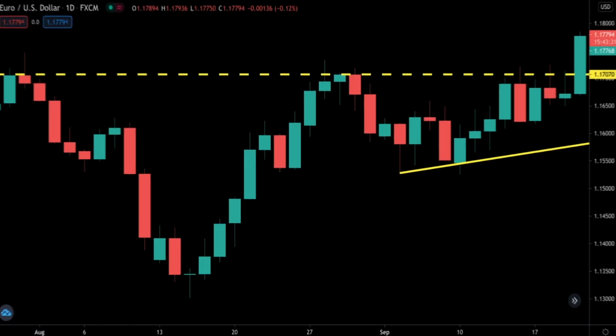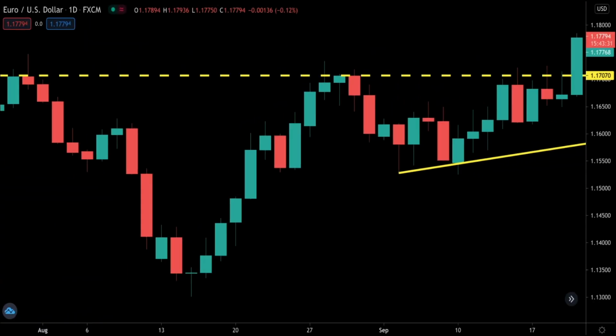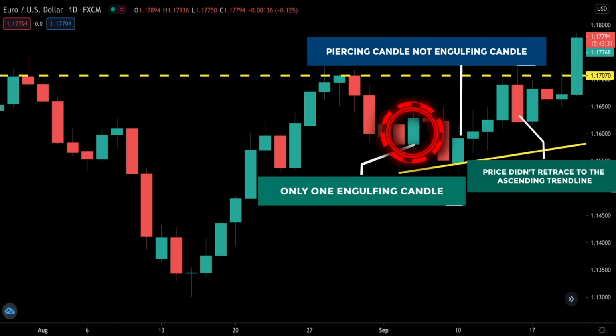I'd like you to contrast this structure with this chart over here. Right here, you can see that the swing low doesn't consist of multiple strong engulfing candles apart from the one at the first swing low. And look what happens to the ascending triangle pattern.